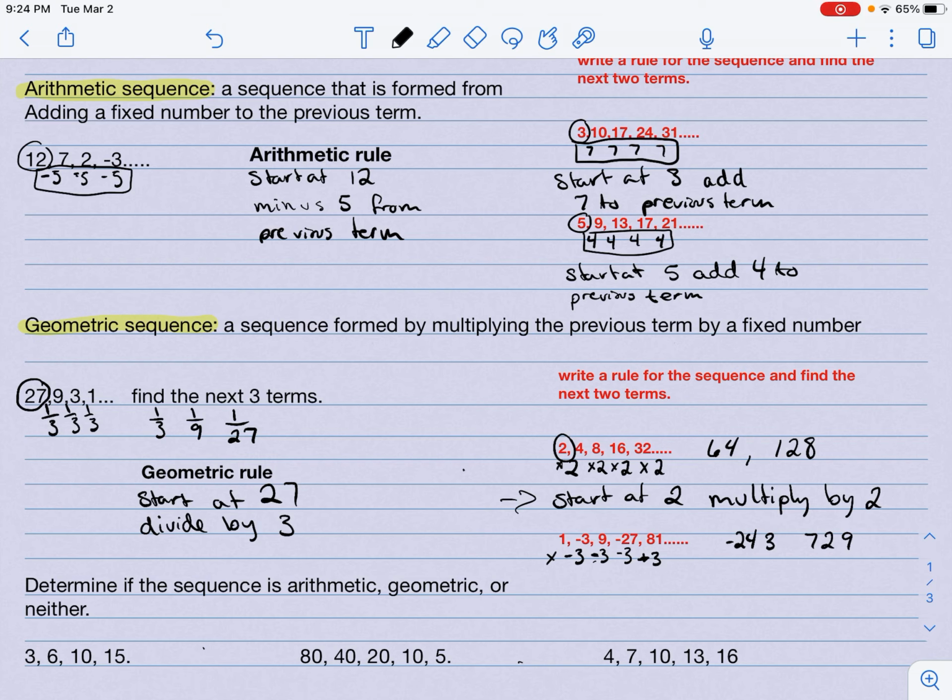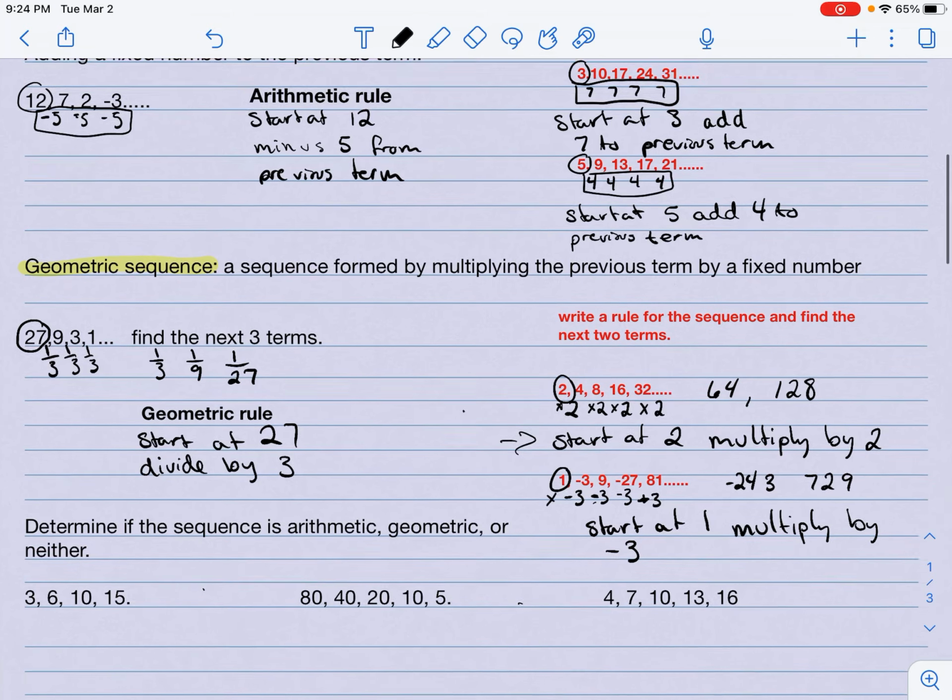Now to write the number sequence, once again, what do we start at? So start at 1, multiply by negative 3. Okay, and now we have our geometric sequence, the geometric rule.